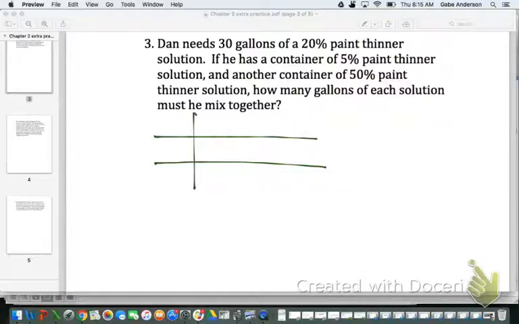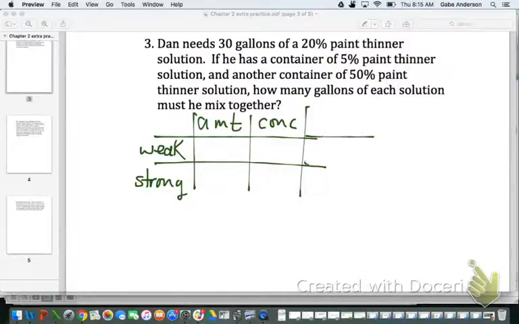So the way we typically labeled these is we said weak and strong. Weak and strong. Okay. So we are going to have an amount, and we're going to have a concentration, and we're going to have a final column. That's how we've more or less labeled all these. So amount, concentration, and final.